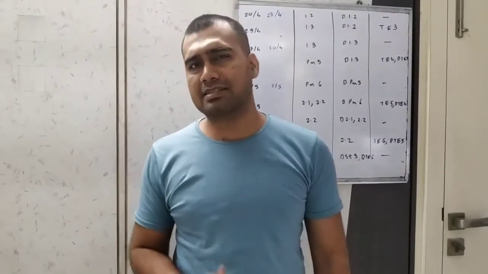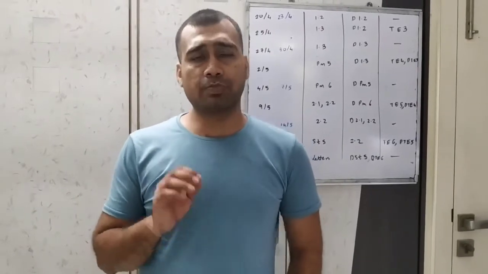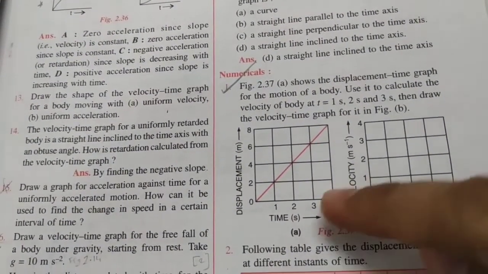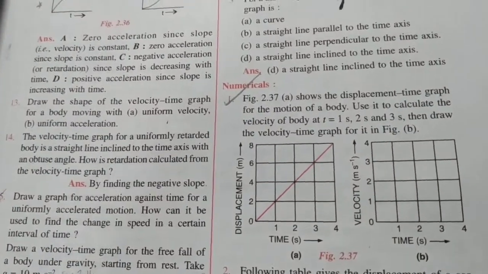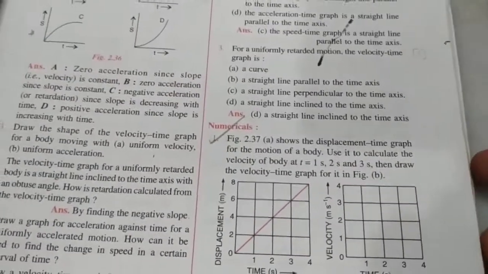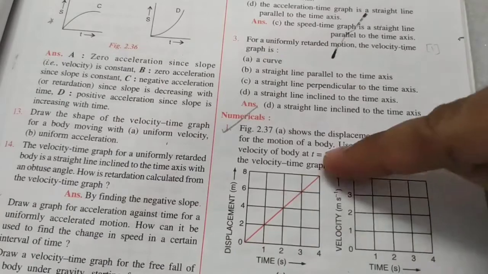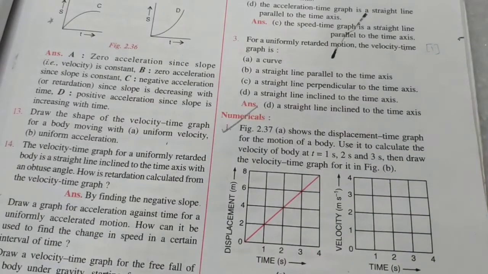Let's study 9th standard ICSE Physics, Chapter 2B, Numericals. Now in question 1, they have given a displacement time graph. From a displacement time graph, we can find the velocity by finding the slope. So at time 1 second, 2 seconds and 3 seconds, let's calculate the velocities. Now clearly, the straight line with positive slope indicates it has uniform velocity.